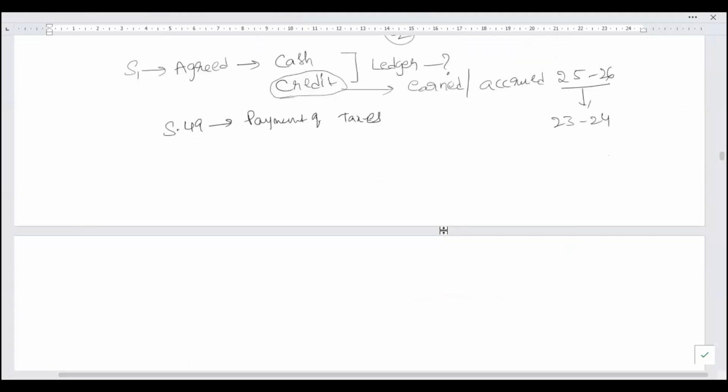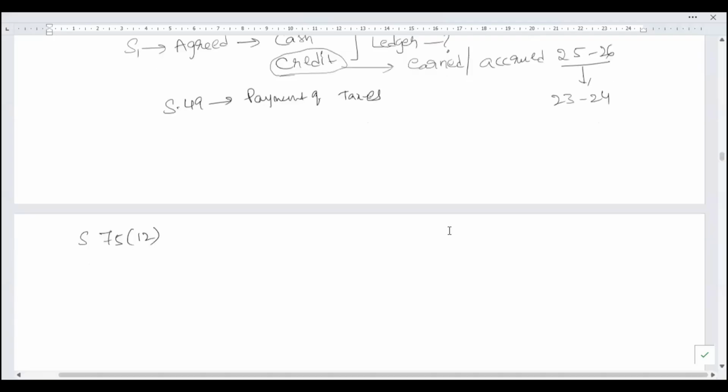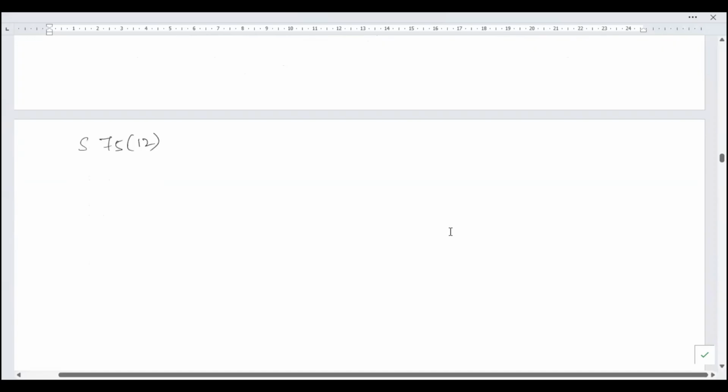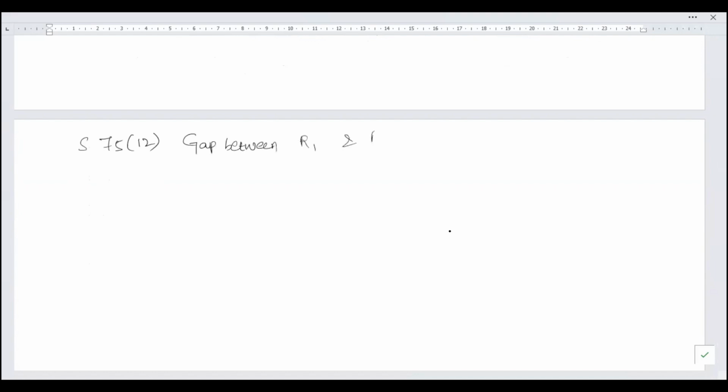Keep in mind this provision called Section 75, subsection 12, which I explained yesterday, self-assessed tax. Now, the gap between R1 and R3B is your self-assessed tax to be paid but not paid.